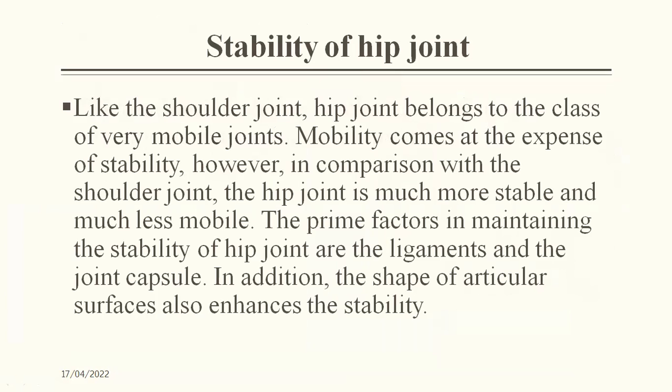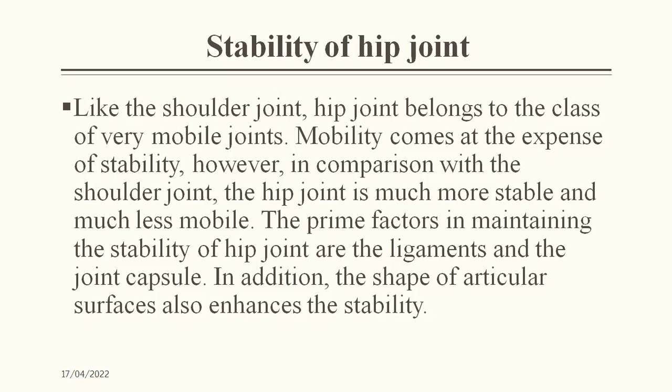And the stability of the hip joint: like the shoulder joint, the hip joint belongs to the class of very mobile joints because it has a very long axis and a high degree of mobility to perform various kinds of range of motion. So mobility comes at the expense of stability. However, in comparison with the shoulder joint, the hip joint is much more stable and less mobile.